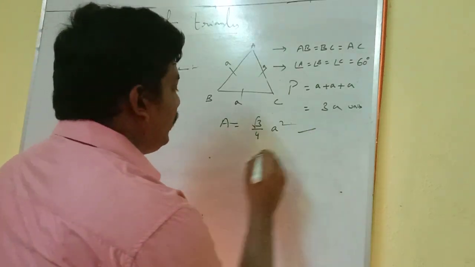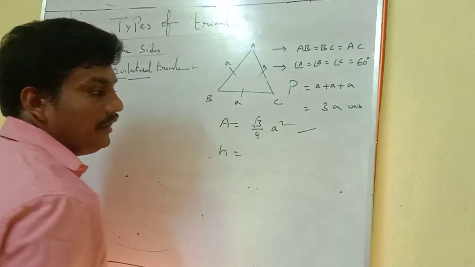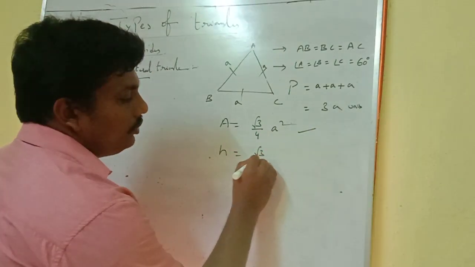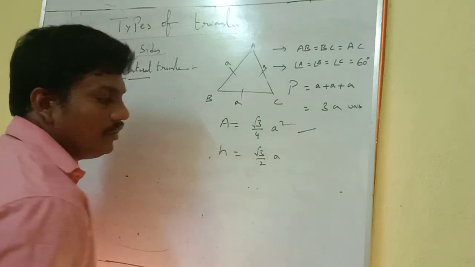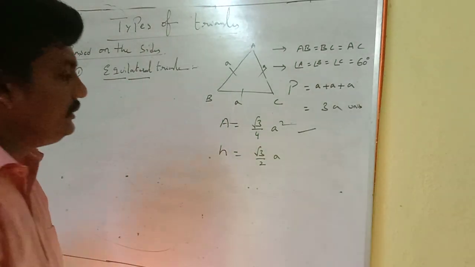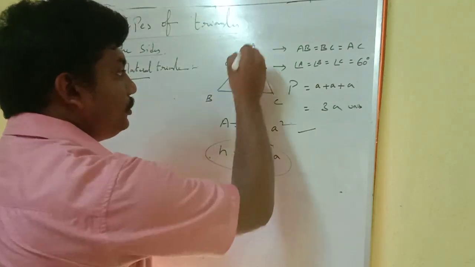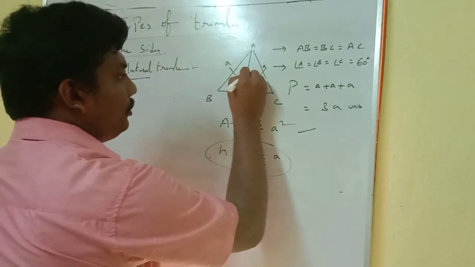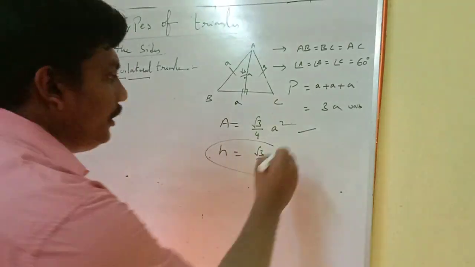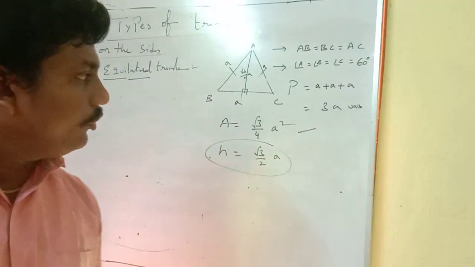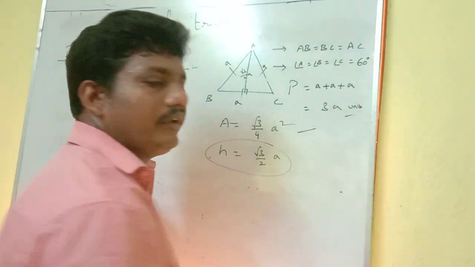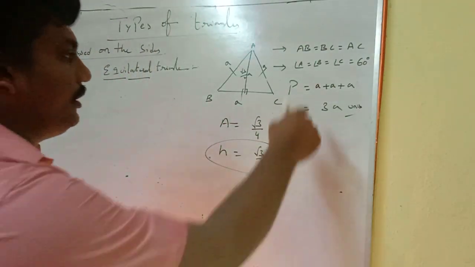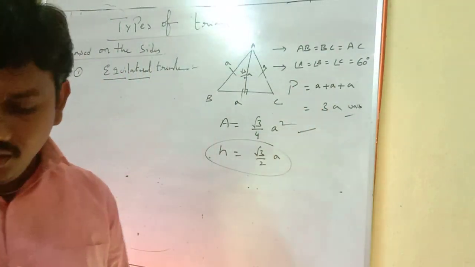What is the altitude of an equilateral triangle? The altitude is root 3 by 2 into a. This is the altitude of an equilateral triangle. And the area of an equilateral triangle is root 3 by 4 into a square, and the perimeter is 3a. These are very important formulas for an equilateral triangle.